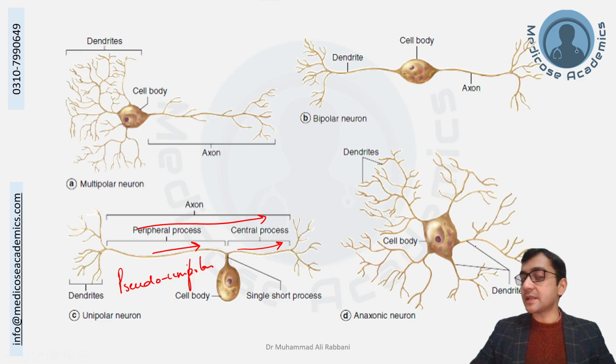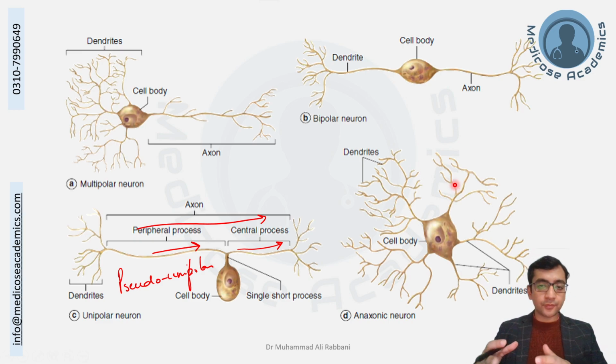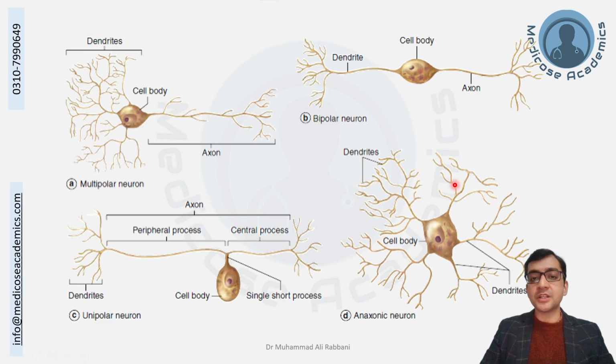And then there are cells that are present in the central nervous system. They have relatively complex functions. They do not have any axon, rather they have a lot of dendrites, and they basically act by changing the action potential of the neighboring cells. They do not have any axon, so that is why they are called anaxonic.